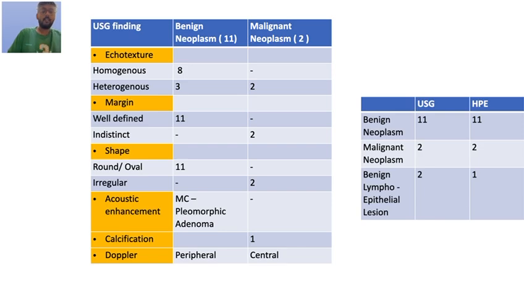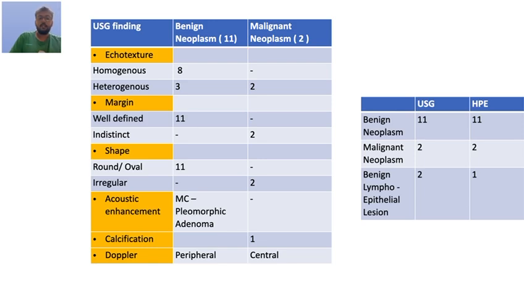Coming to ultrasonography findings, the ecotexture was homogeneous in 8 cases out of 11 benign neoplasm, and it was heterogeneous in 3 cases, and it was heterogeneous in both of the malignant neoplasms. The margin was well defined in all cases of benign neoplasm and indistinct in malignant neoplasm. The shape was round to oval in benign neoplasms and irregular in malignant neoplasms. Acoustic enhancement was most common in pleomorphic adenoma. Calcification was seen in 1 case of malignant neoplasm, and on Doppler, peripheral color flow was seen in benign and central color flow in malignant.